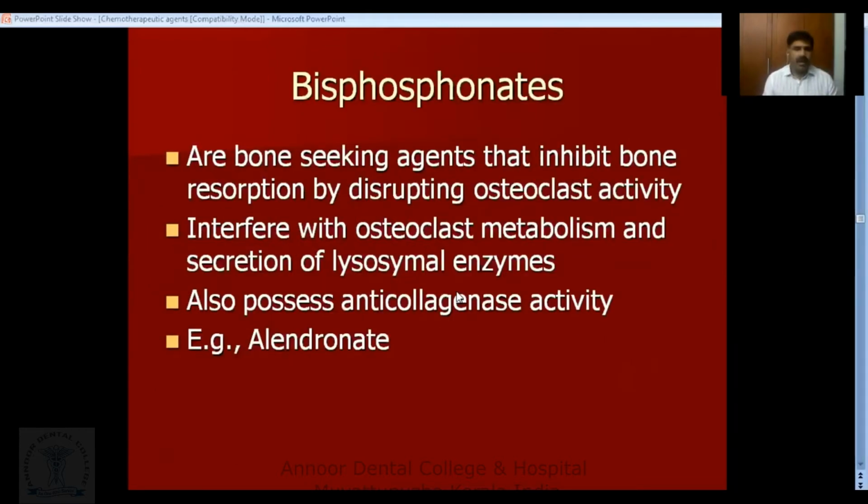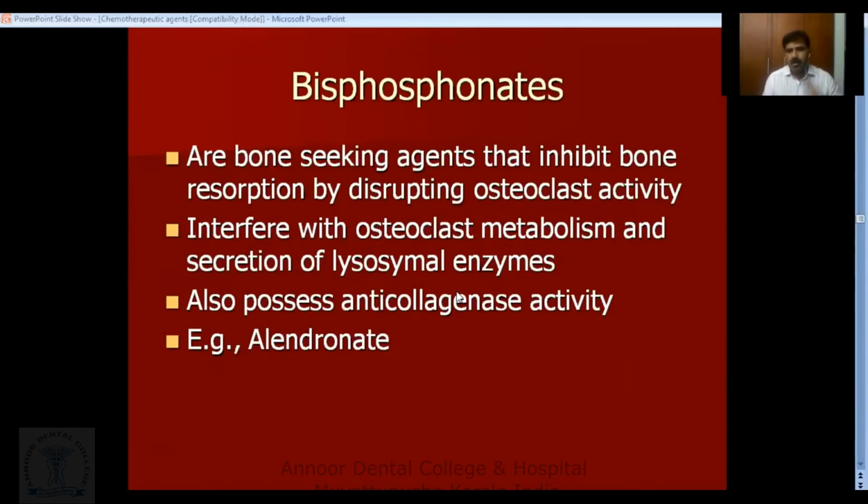Another agent that has been tried is bisphosphonates. When a patient has osteoporosis, usually bisphosphonates are given. They are bone-seeking agents which inhibit bone resorption. They basically disrupt the osteoclastic activity. It is the osteoclast that causes bone resorption, we all know that. So this osteoclastic activity is disrupted by giving bisphosphonates. This theory is used so that we use bisphosphonates in controlling bone resorption in periodontal disease.